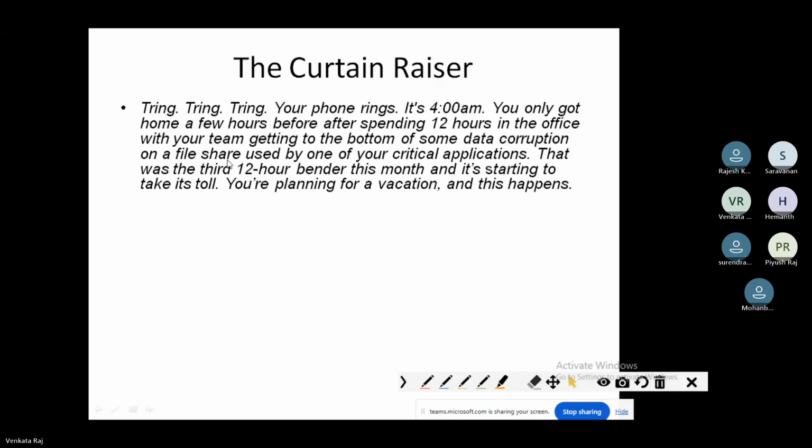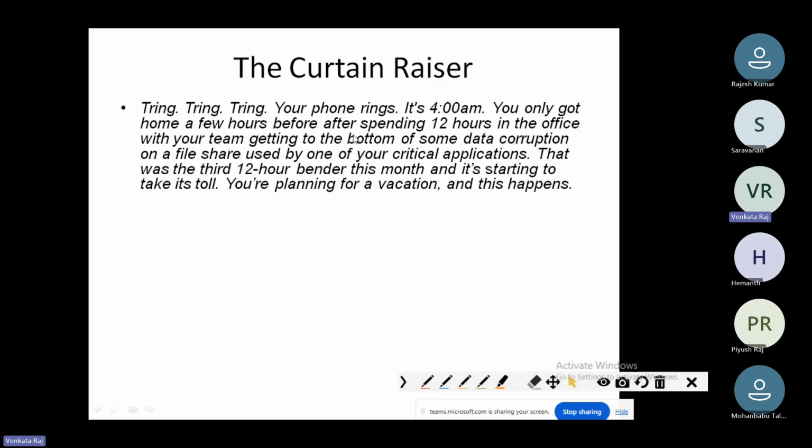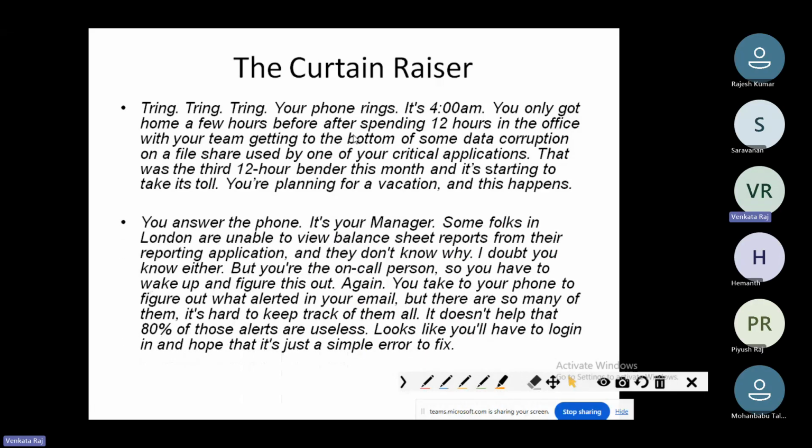The phone rang at 4 a.m. You just got back home 2 hours before, you are sleeping, and the phone rang. You answer the phone, and it's your manager. You don't want to speak, most of the time, but you have to now. Some folks in London are unable to view their balance sheet reports from their reporting application, and they don't know why.